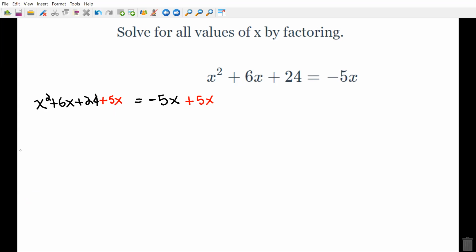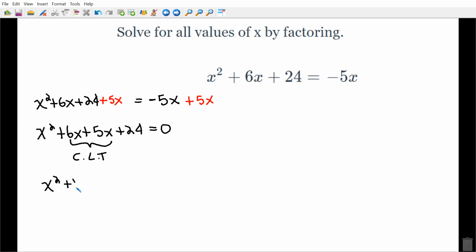And now the answer is going to be x squared plus 6x plus 5x plus 24 equals 0. And why this? Because I am collecting like terms, okay? So x squared plus 11x plus 24 is going to be equal to 0. So as you did it before, and when we worked with the diamonds, we were looking for a number that when you multiplied it, gave you 24, and added, gave you 11. So what I'm going to be doing now is I'm going to be looking for the factors of 24.